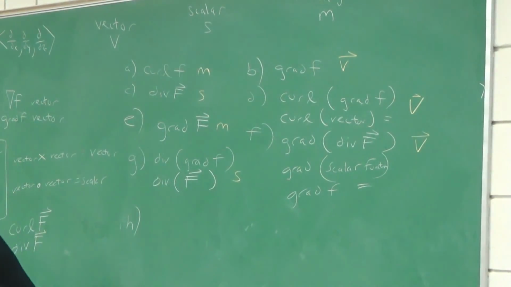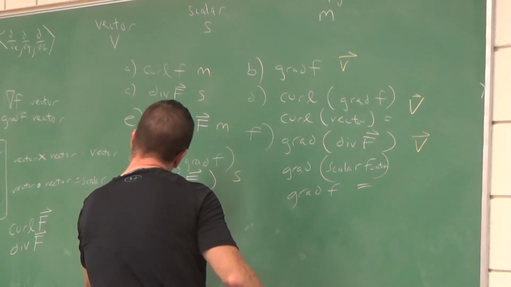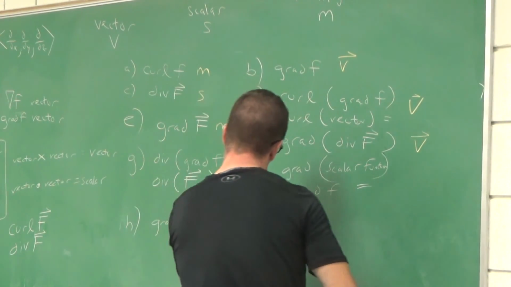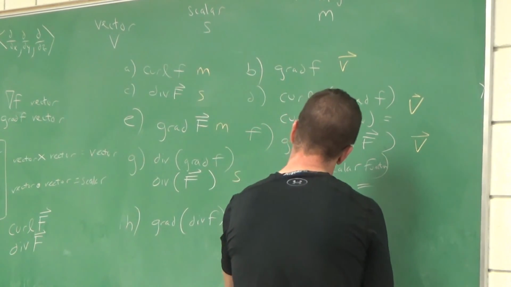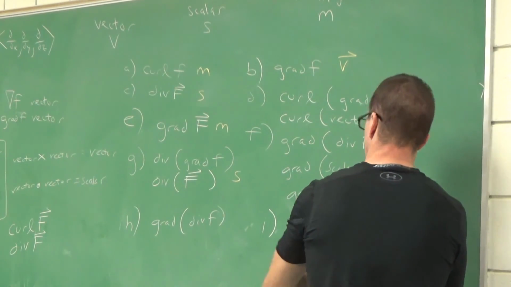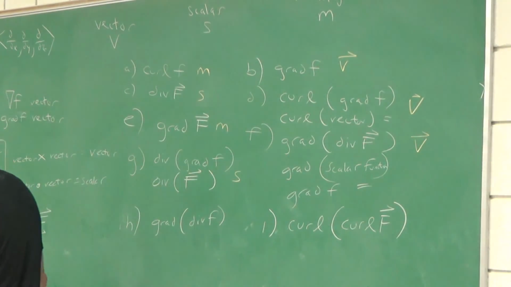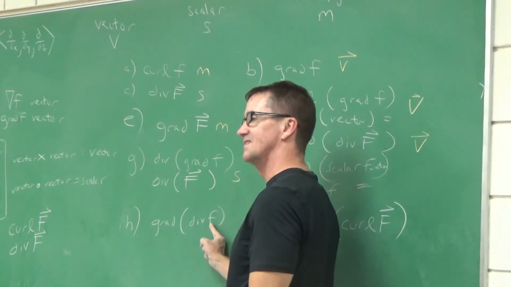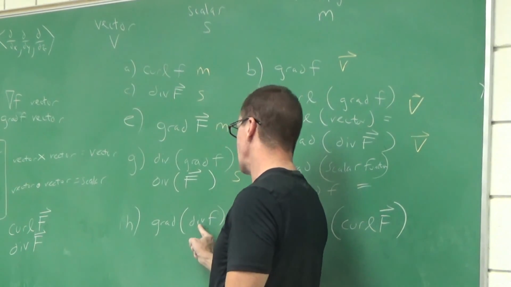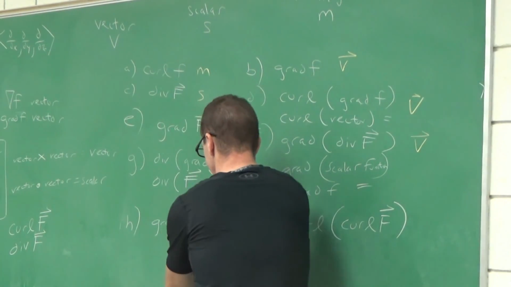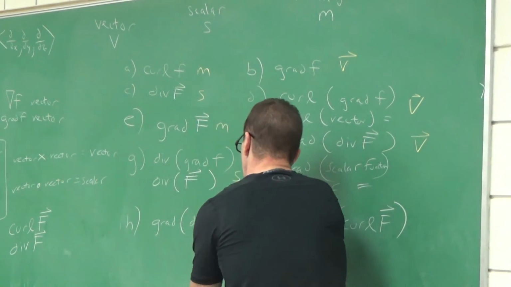All right, one more. No, we should do more. Grad, div F. Another one: curl of F. What do y'all think? Meaningless. Someone see this? That's totally bogus. You can't do that. Divergence of a function, so this right here is totally meaningless because of that.